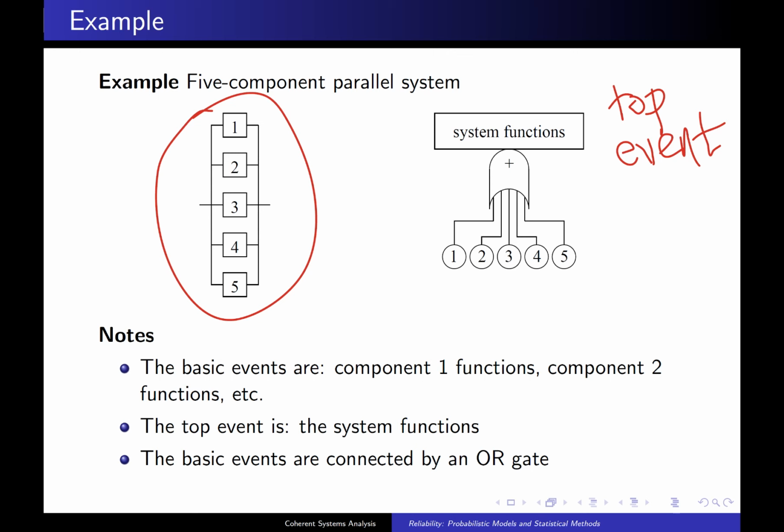Well, in this particular system, the system will function when either component 1 functions, component 2, or 3, or 4, or 5 function. As long as one of these 5 components functions, the system functions. So the meaning of this basic event down here, when you see the 1 with a circle around it, is the same as saying component 1 functions.